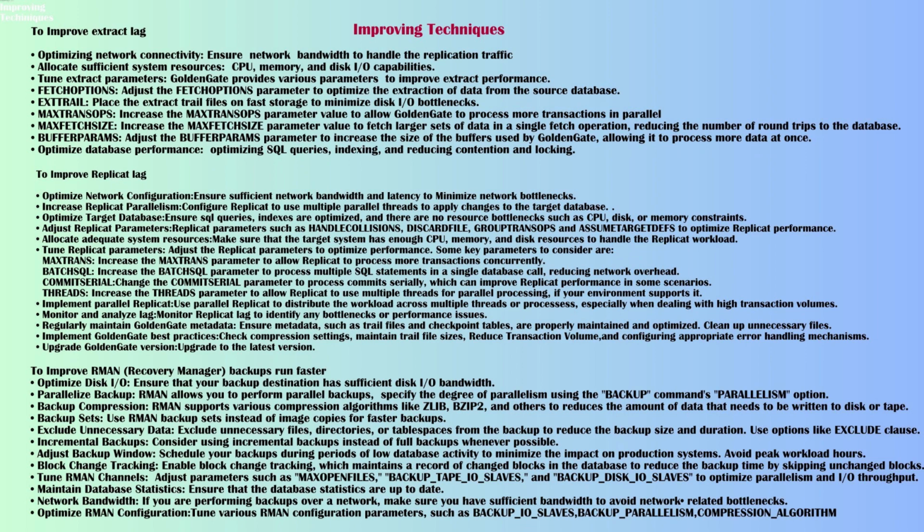BATCHSCALE. Adjust the BATCHSCALE parameter to control the number of DML statements processed in a single database transaction. Increasing this value can reduce the overhead of committing transactions and improve Replicat performance. Parallelism. Set the parallelism parameter to enable parallel processing of replication tasks. This can be particularly useful if you have multiple CPU cores available.